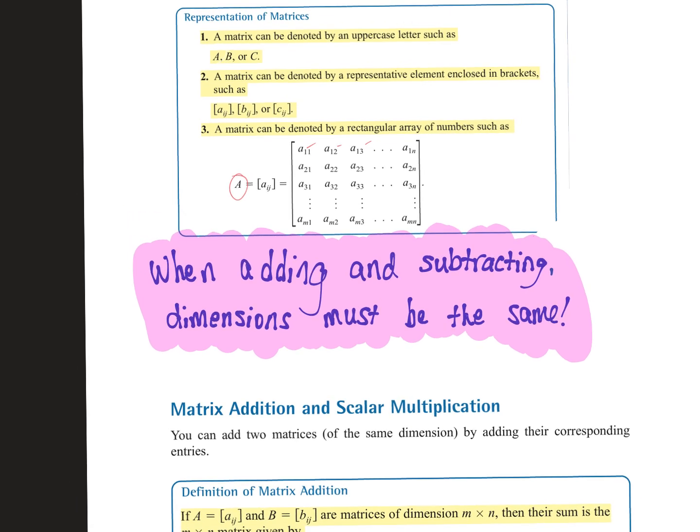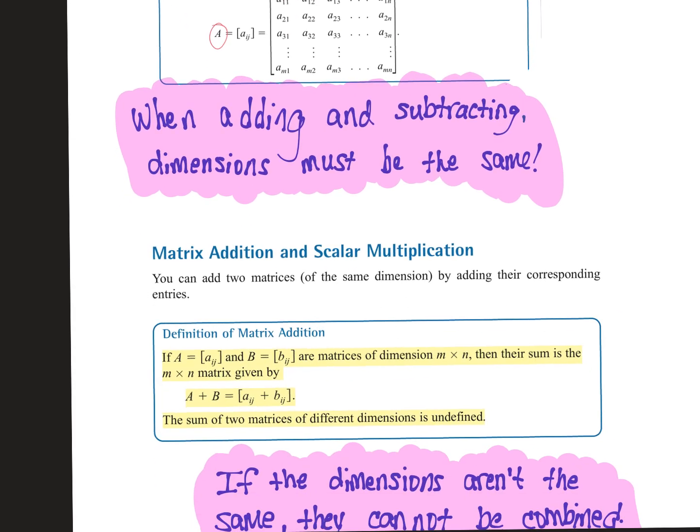When you're adding and subtracting matrices, dimensions have to be the same. That means a 2 by 2 has to go with a 2 by 2. A 3 by 1 has to go with a 3 by 1. If the dimensions are not the same, you cannot add them. All right? Does everyone understand that?